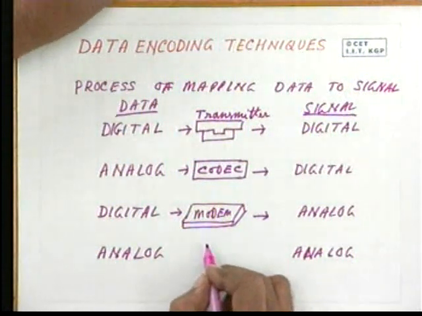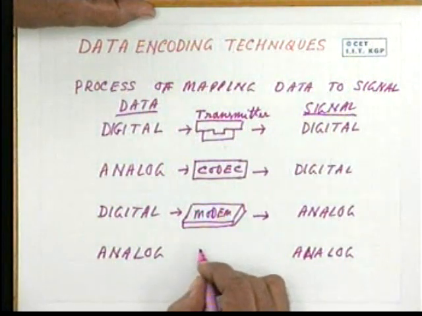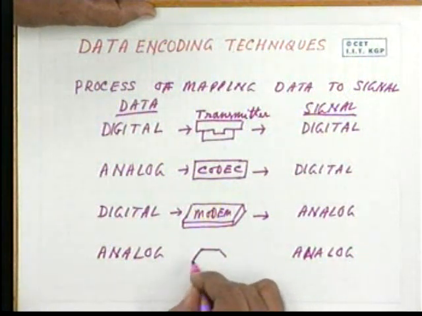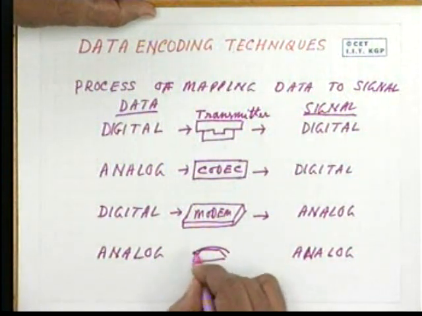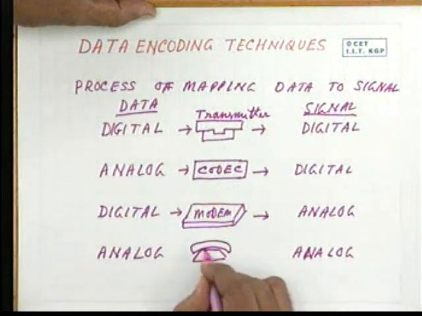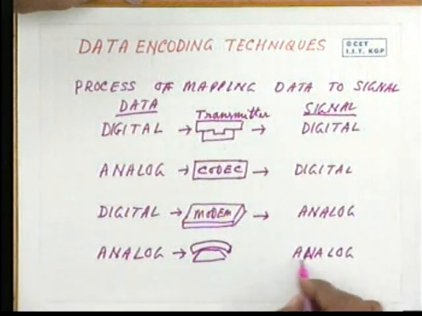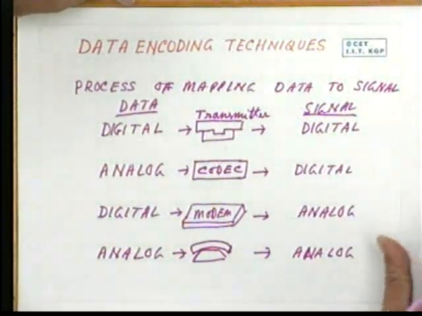Similarly, analog to analog conversion can be done. A typical example is a telephone line. In a telephone system, the data is also analog, and the signal is also analog.